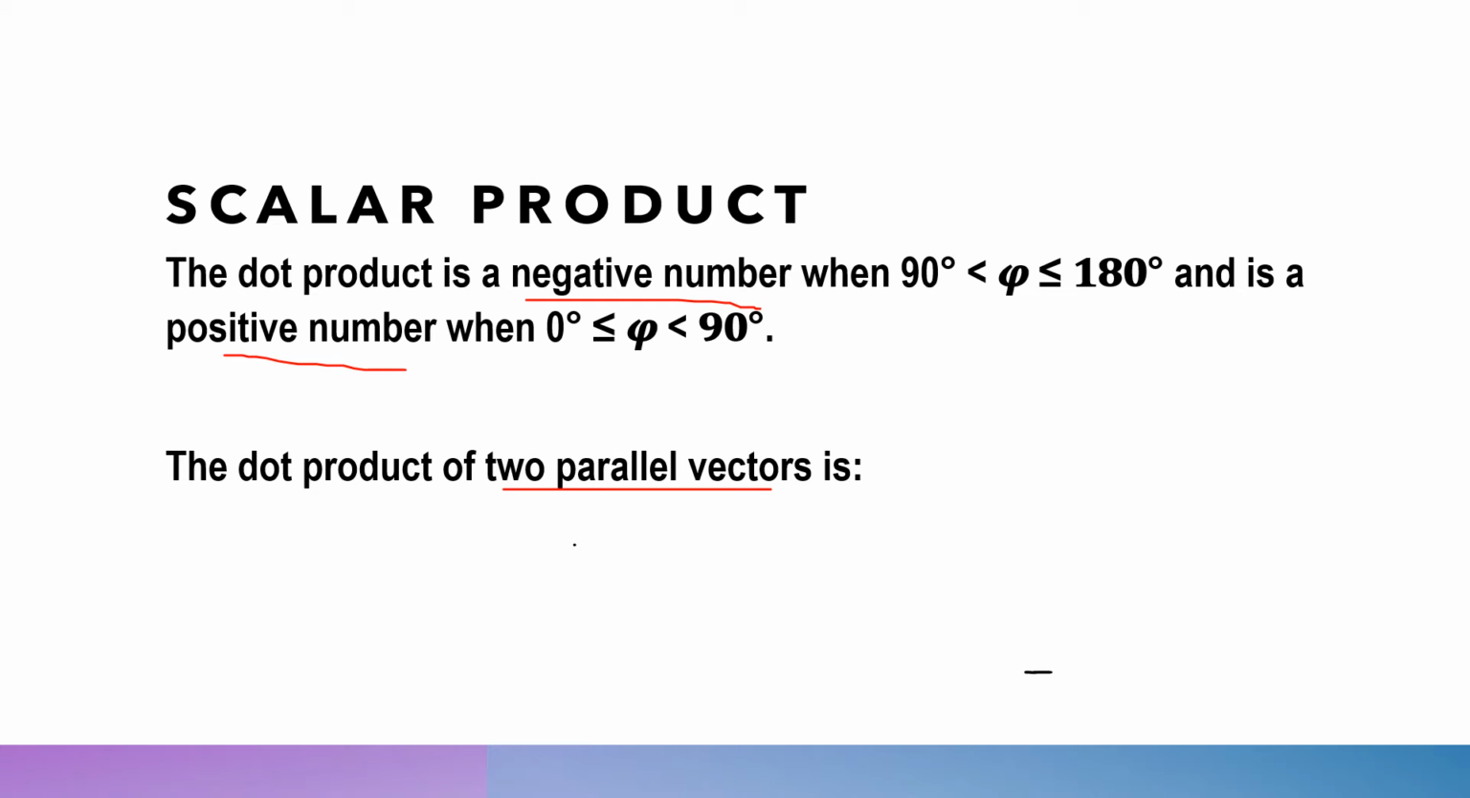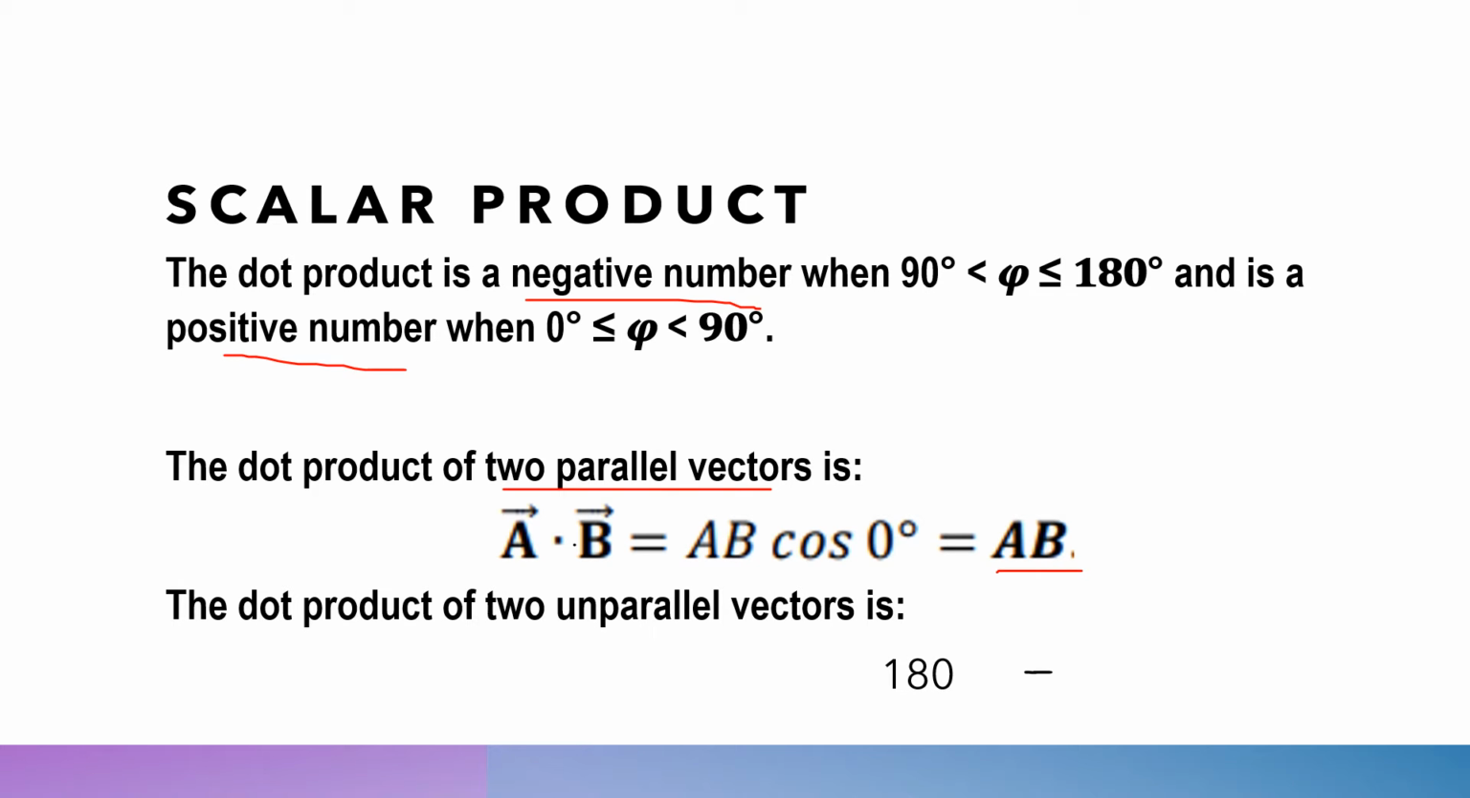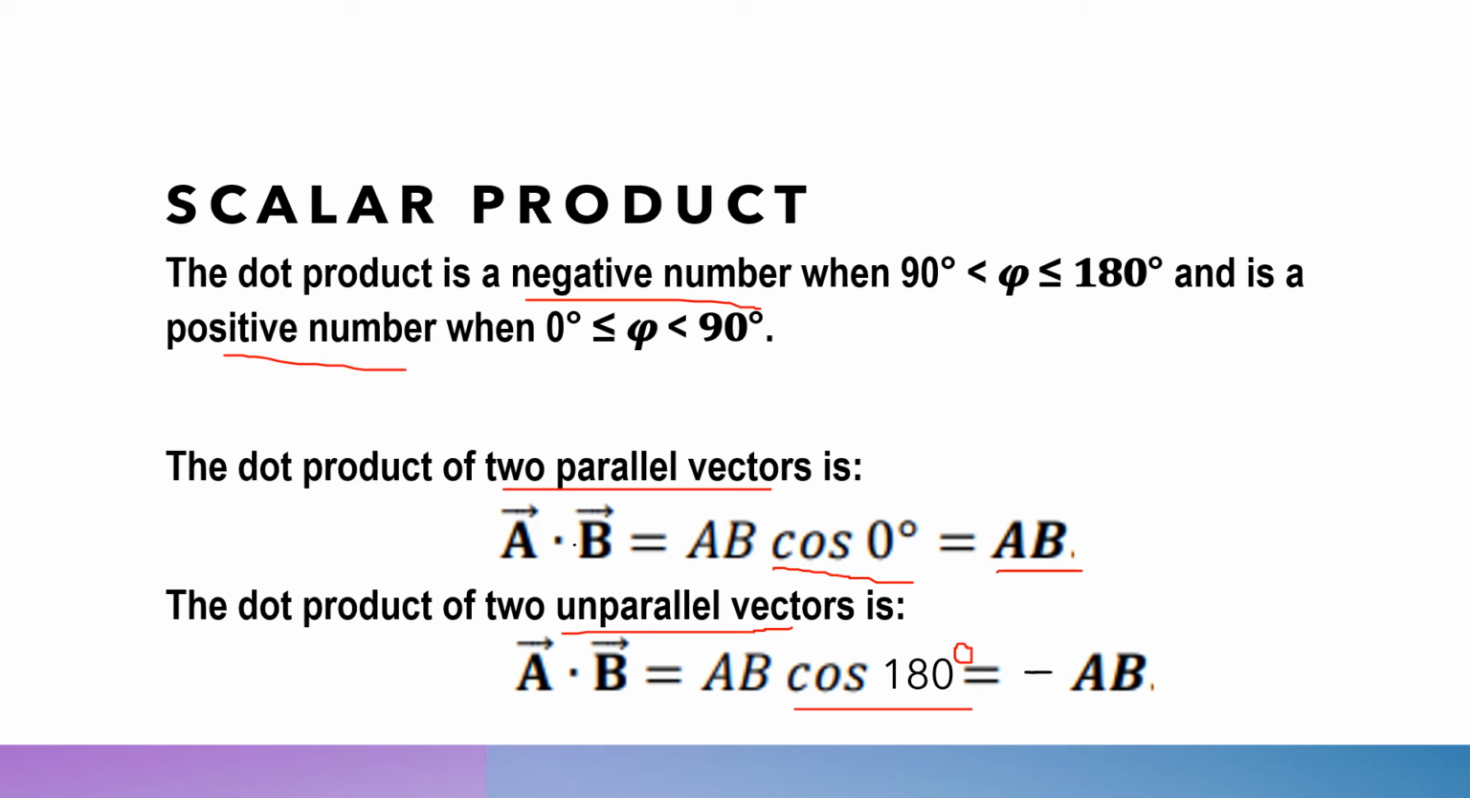The dot product of two parallel vectors is vector A dot vector B equal to AB cosine 0 degrees, which is equal to AB. The dot product of two antiparallel vectors is vector A dot vector B equal to AB cosine 180 degrees, which is equal to negative AB. If you calculate cosine 0 degrees in your calculator, you get positive 1, and cosine 180 degrees you get negative 1.